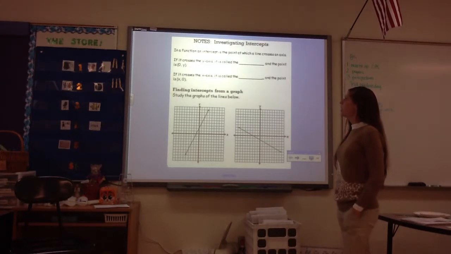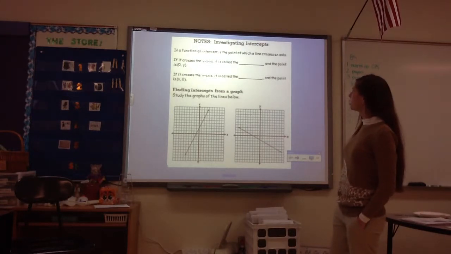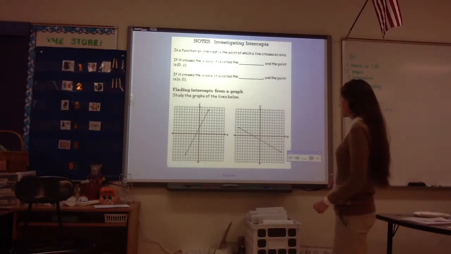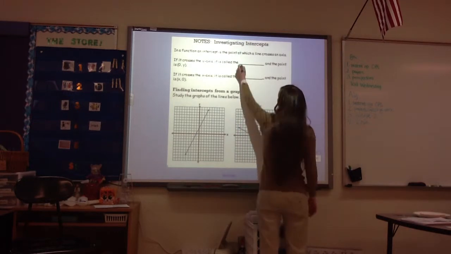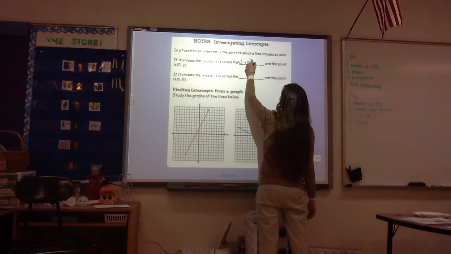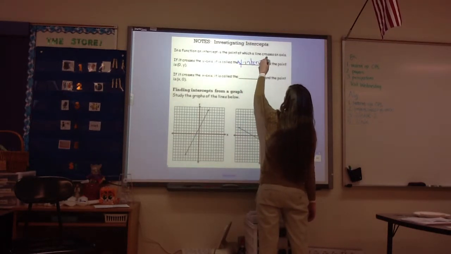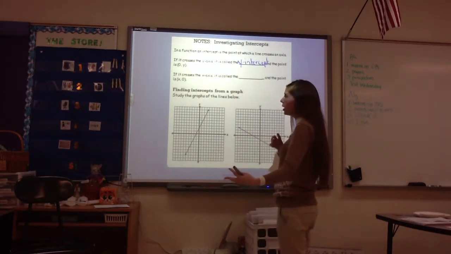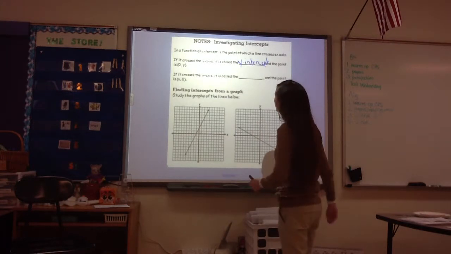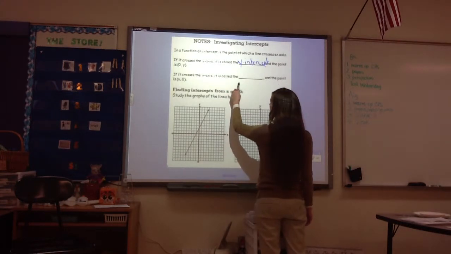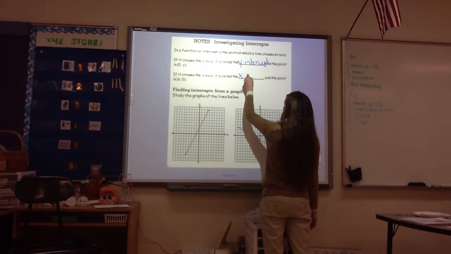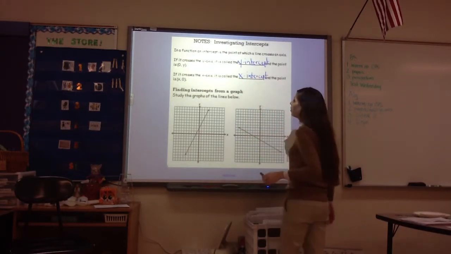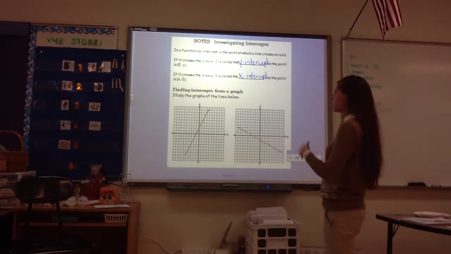In a function, an intercept is the point at which the line crosses an axis. If it crosses the y-axis, it is called the y-intercept. And the point is 0, y. So it's 0 and whatever that y value is. If it crosses the x-axis, it is called the x-intercept. And the point is x, 0.